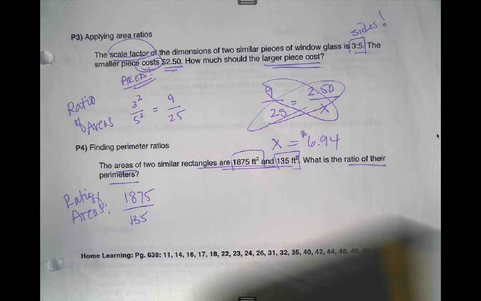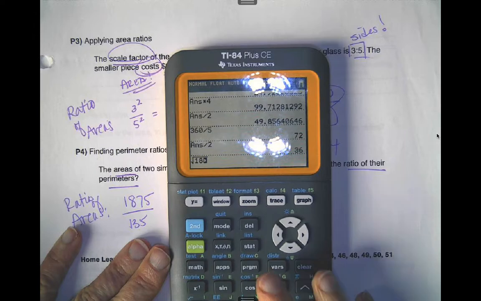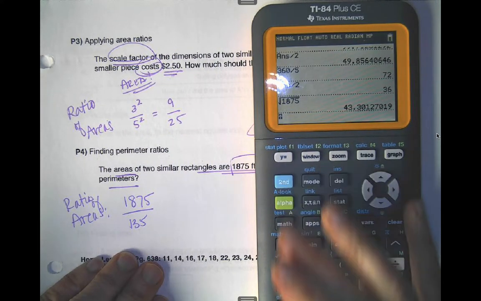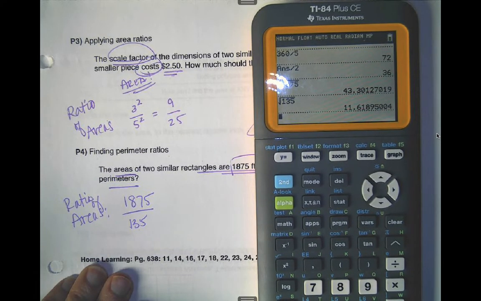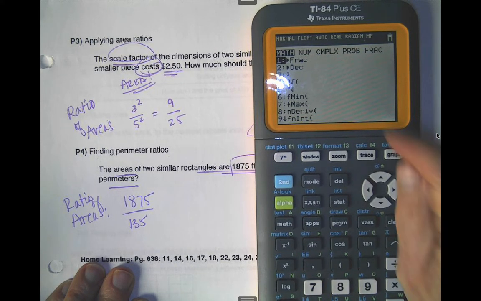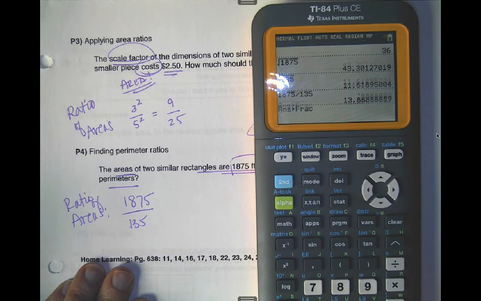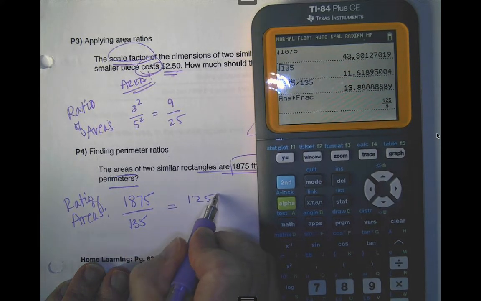And what you're going to find in these problems, though, sometimes is it doesn't work right away. So if I take the square root of 1875, I get an ugly number, okay? Likewise, if I take the square root of 135, I get an ugly number. So sometimes what you want to do is reduce these first. So if I do 1875, there's a little trick on your calculator. Divided by 135, ugly number. But if I hit that math button, and then I use the frac, so I press enter, and I press that again, it tells me that this reduces to 125 over 9.